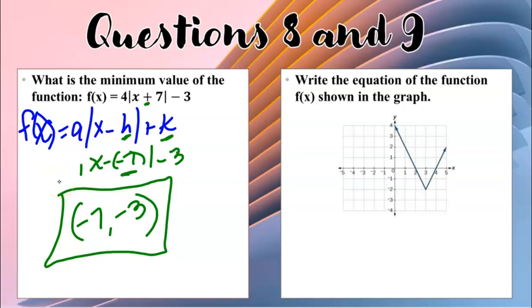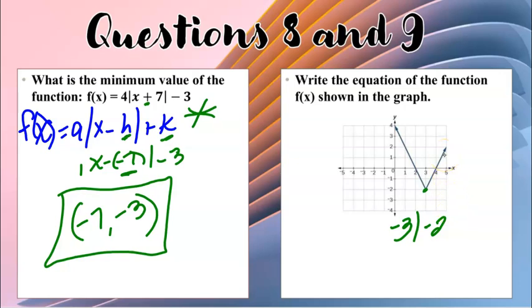Question 9. Write the equation of the function f of x shown in the graph. So this is an absolute value. So I'm going to use the same equation I have in question 8, but I'm going to plug in numbers for the variables. I need my vertex first, which is right here. So that's 3, -2. I'm going to put that in for my h and my k. So my h is 3, so that's going to be a -3. My k, it went down 2, so that's a -2.